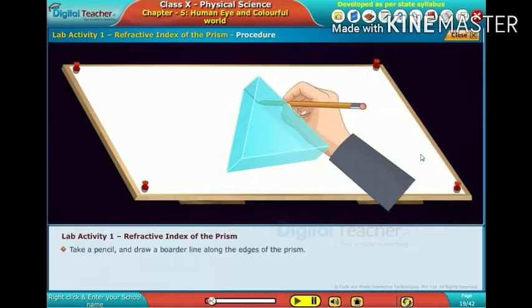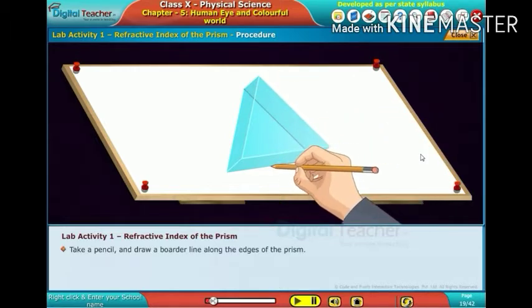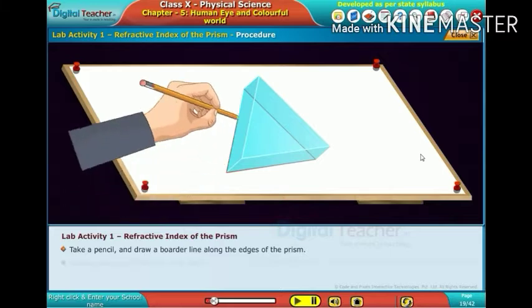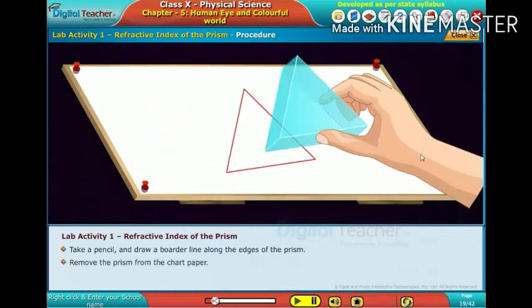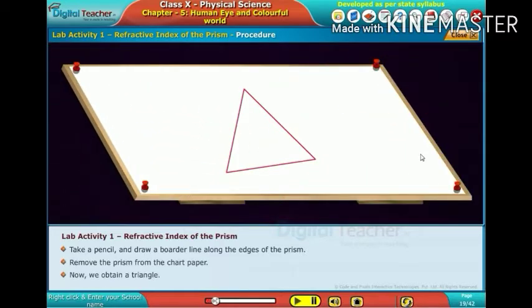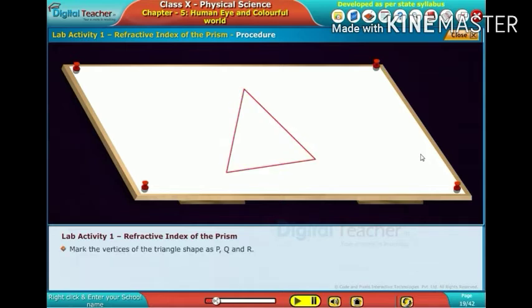Take a pencil and draw a border line along the edges of the prism. Remove the prism from the chart paper. Now we obtain a triangle. Mark the vertices of the triangle shape as P, Q and R. The refracting surfaces could be rectangular in shape.